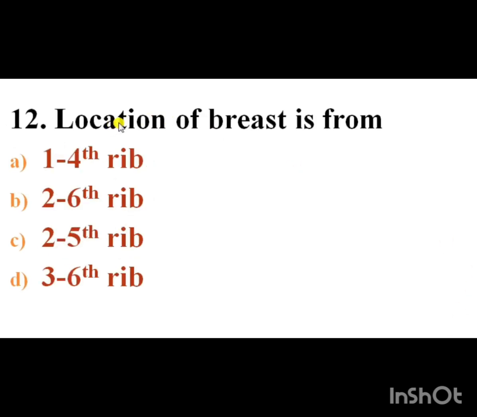Next question, location of breast is from. Options: A, from 1st to 4th rib; B, 2nd to 6th rib; C, 2nd to 5th rib; D, 3rd to 6th rib. Answer is B, 2nd to 6th rib. So the breast is from 2nd to 6th rib.